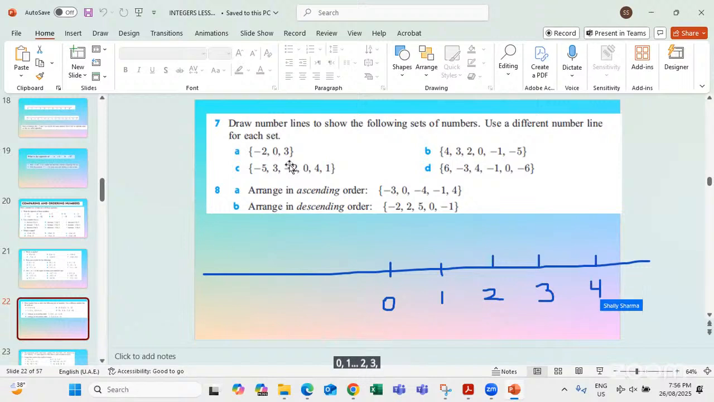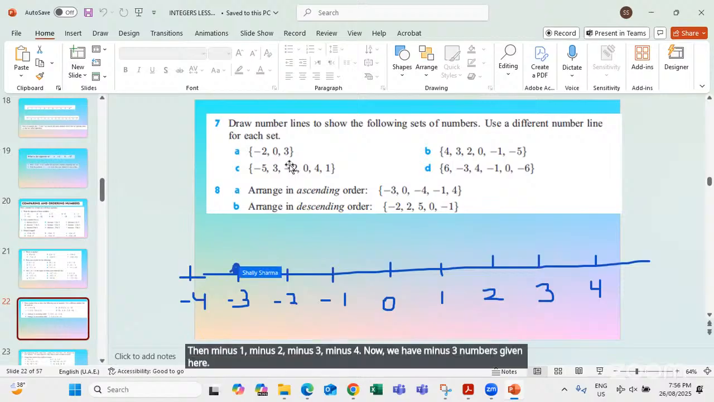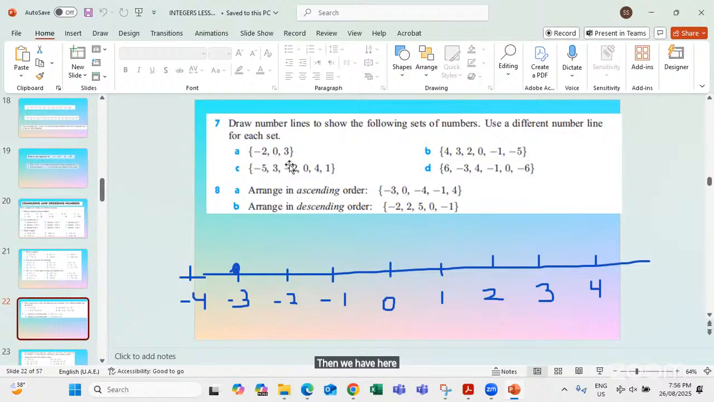0, 1, 2, 3, 4. 4 is the highest positive number given here. Then -1, -2, -3, -4. Now we have the number -3 given here. Then we have the number -4. 0 is also given. Then we have -4 again. Then we have -1. And finally we have 4.